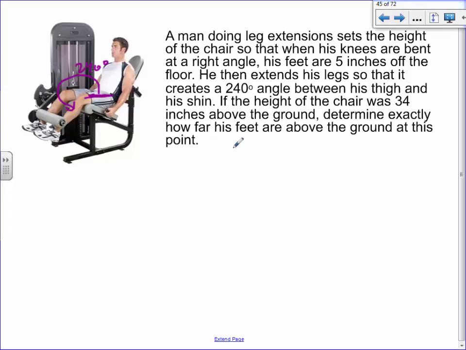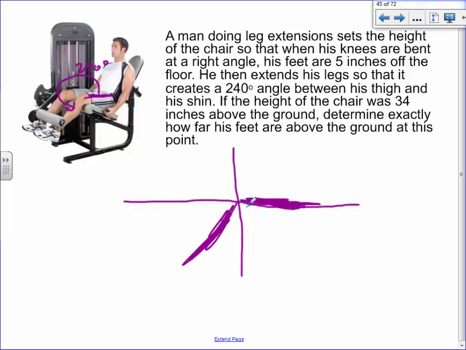There, okay. So if I were to kind of plot this on a grid here, the guy is, I don't know, upper thighs are right here, his shins are going down here, and the angle all the way around is 240 degrees. Does that make sense so far? If I were to try to solve for this though, here's some other information I have here. If his knees are bent all the way down, his feet would be 5 inches off the floor. Okay. His feet would be 5 inches off the floor.